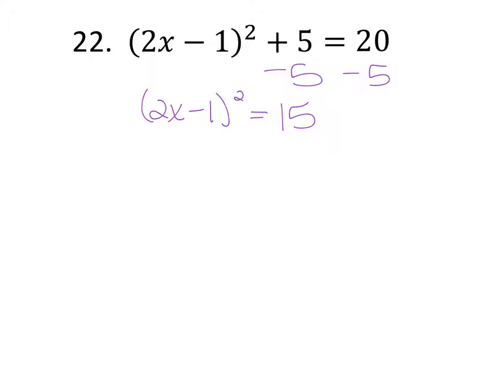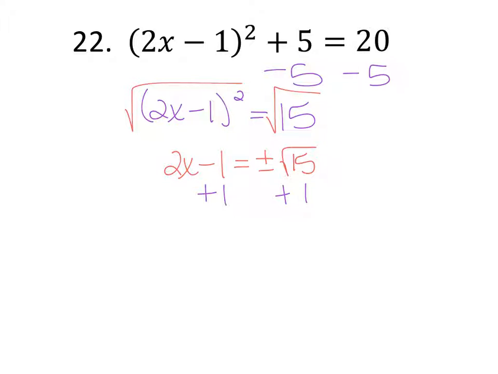Now, let's get rid of that square. I'm going to square root it. So I get 2x minus 1 equals plus or minus square root of 15. Again, I still don't have x alone, but I can add 1 to each side, at least getting that over there. So then I'm going to get 2x equals 1 plus or minus square root of 15. You can have it plus or minus square root of 15 plus 1 if you want. I just think this looks better. It would be fine either way.